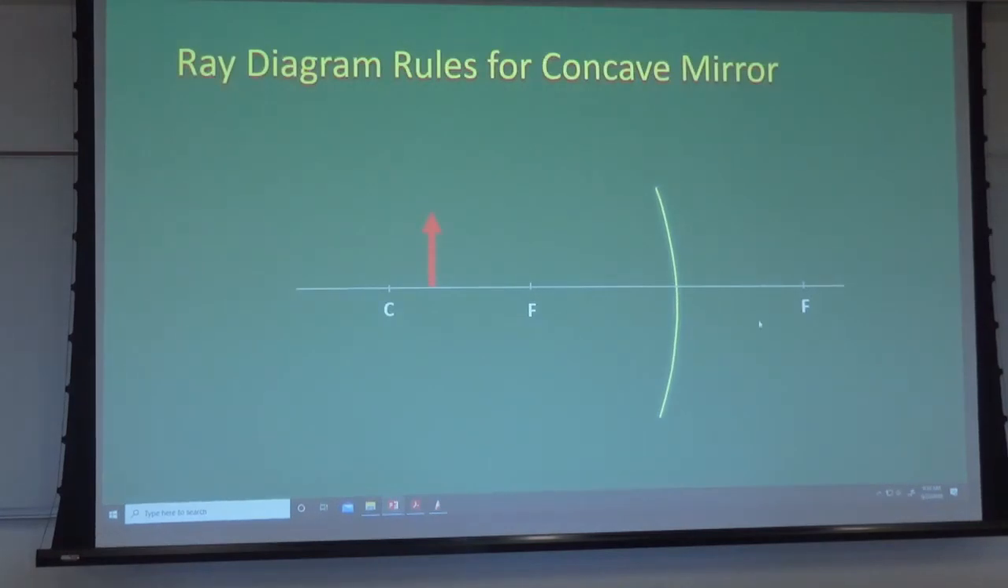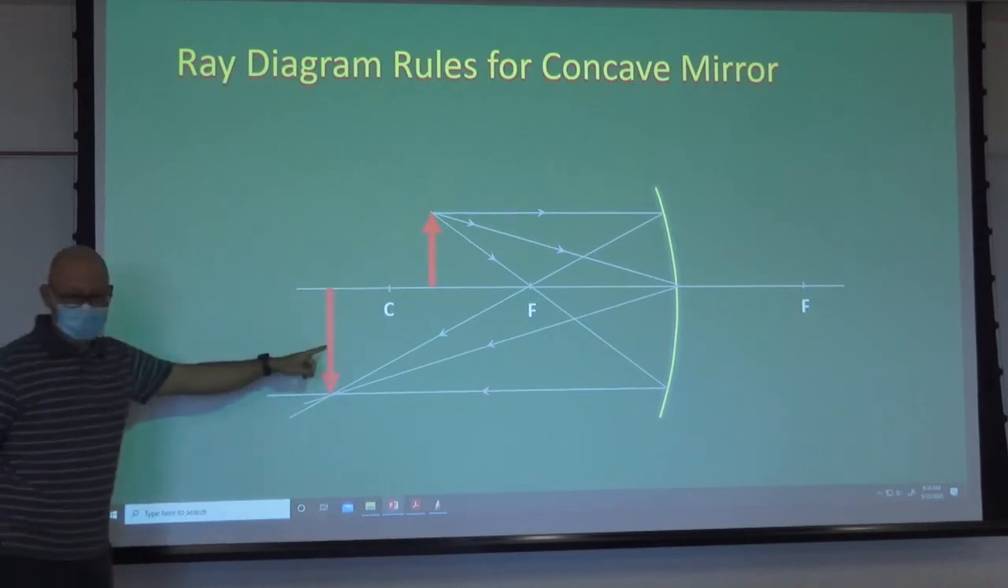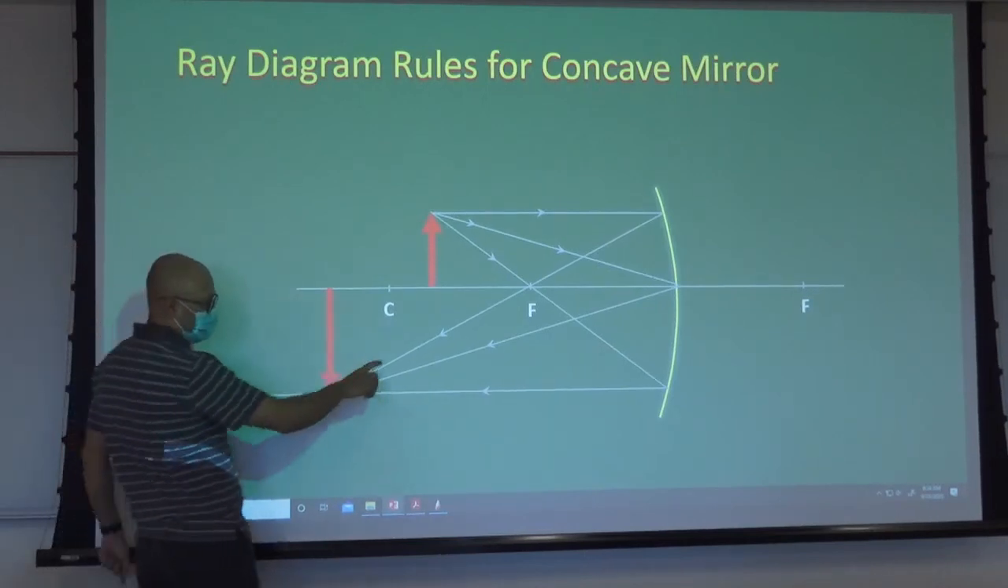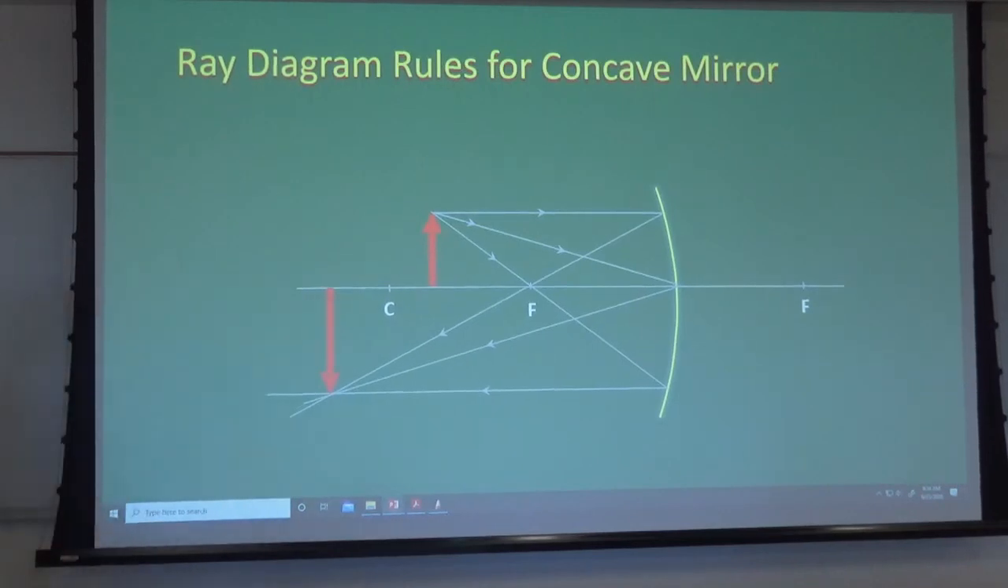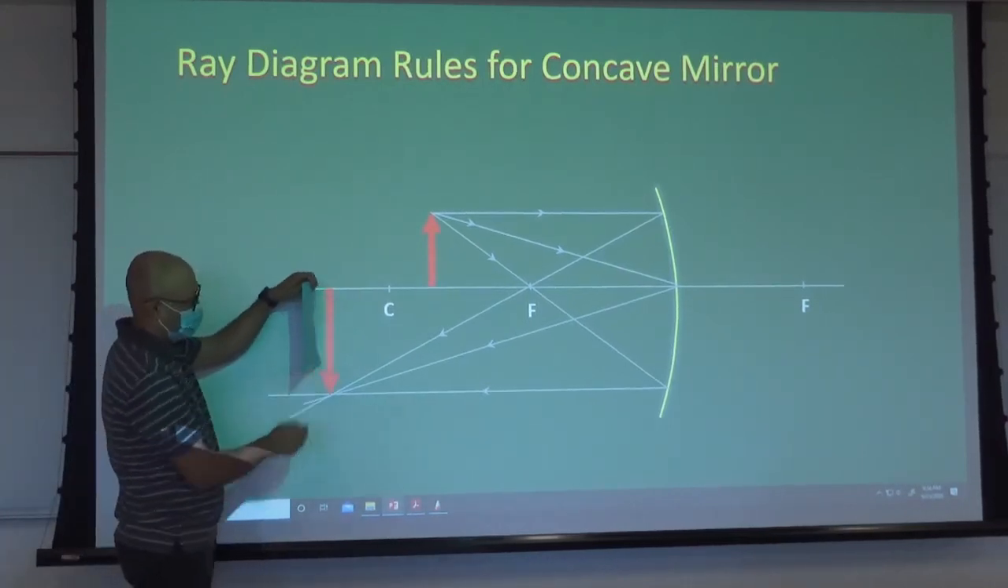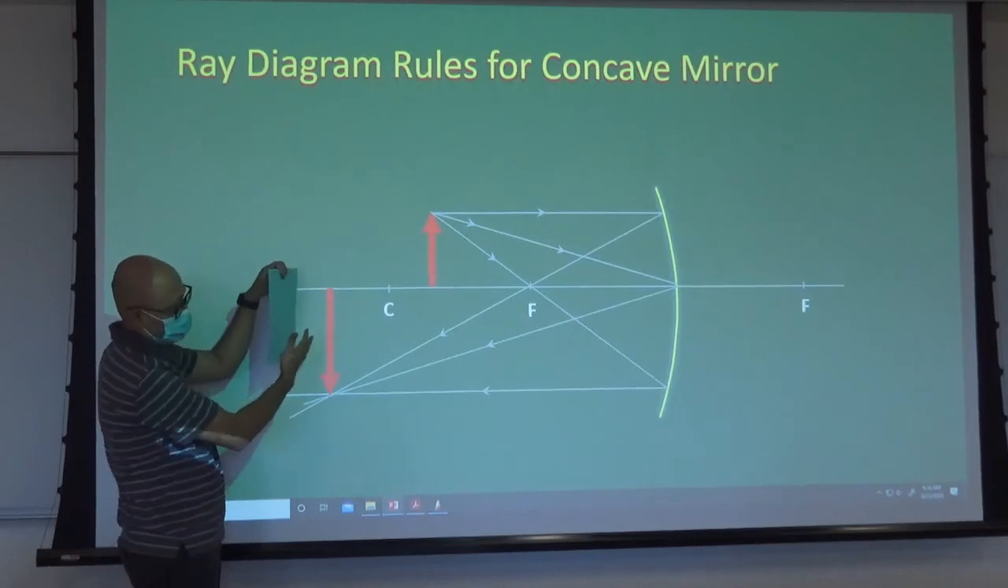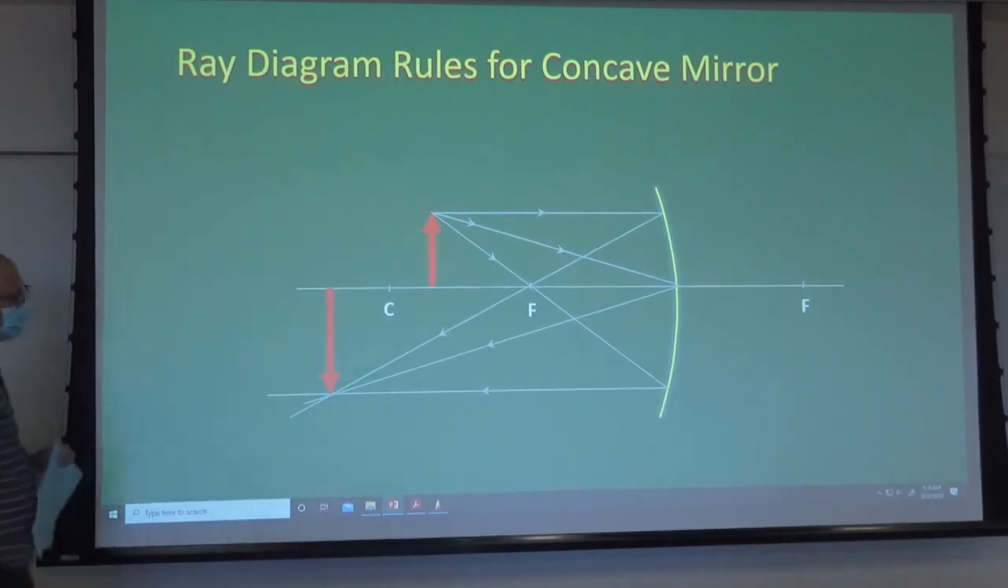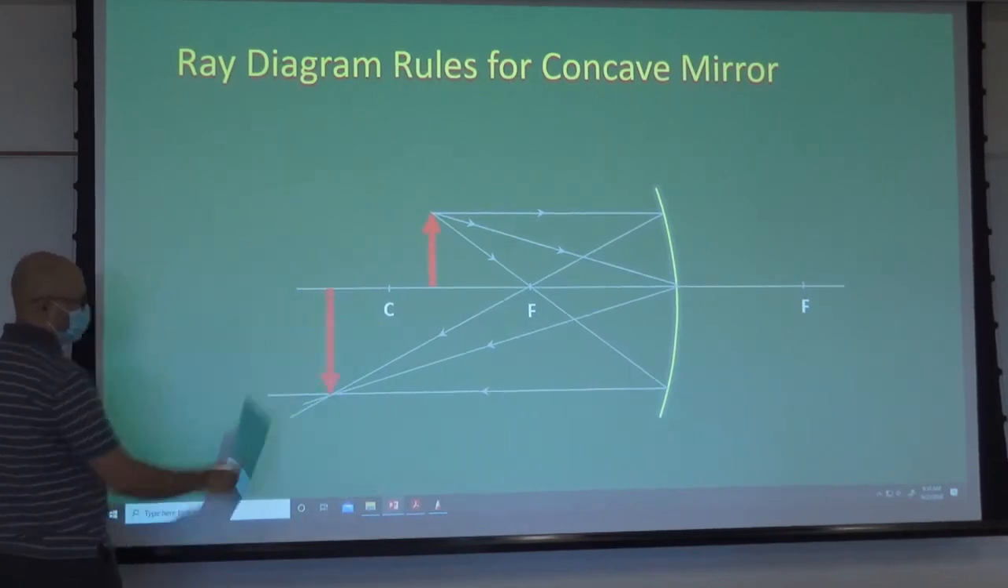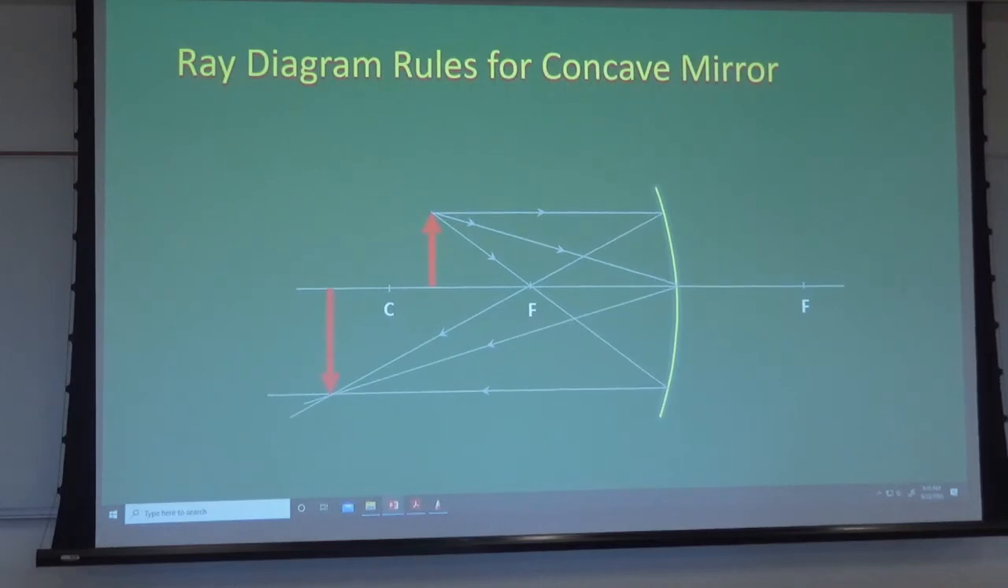So the first characteristic is this is a real image, because it's formed by real intersection of the light rays or reflected rays. What that means is if you place a screen or some kind of paper here, the image would be cast on the screen. You would be able to see the image on the screen. So the image will be projected on the screen. So that's the real image formed by real intersection. That's the first characteristic of the image.